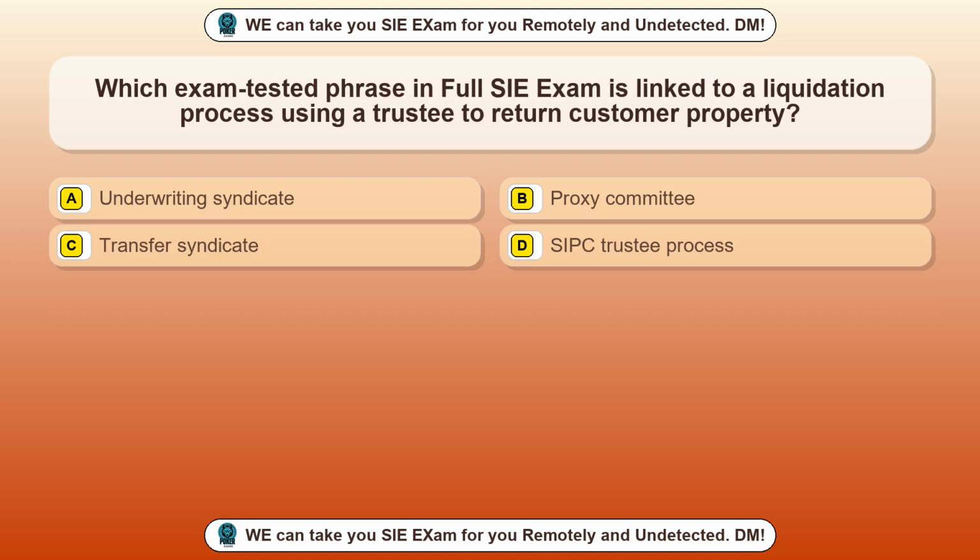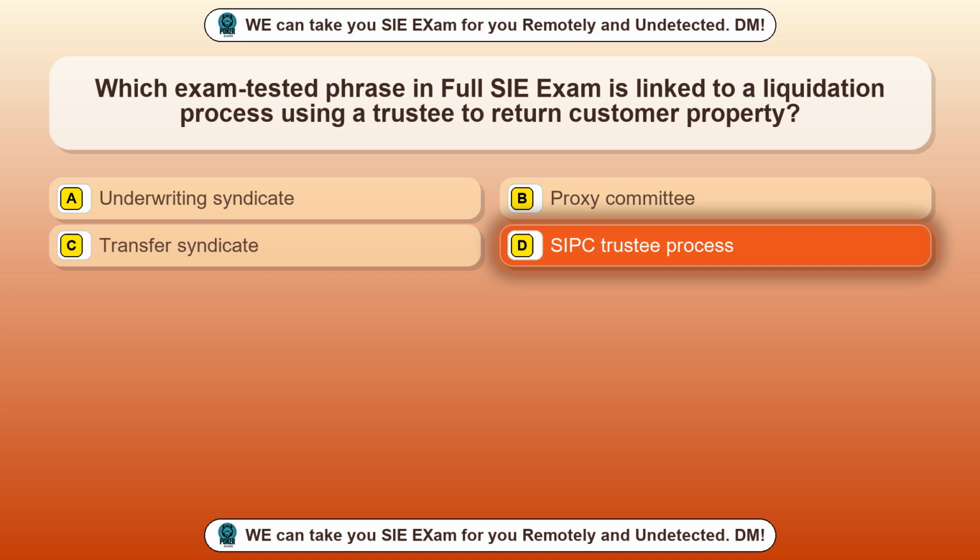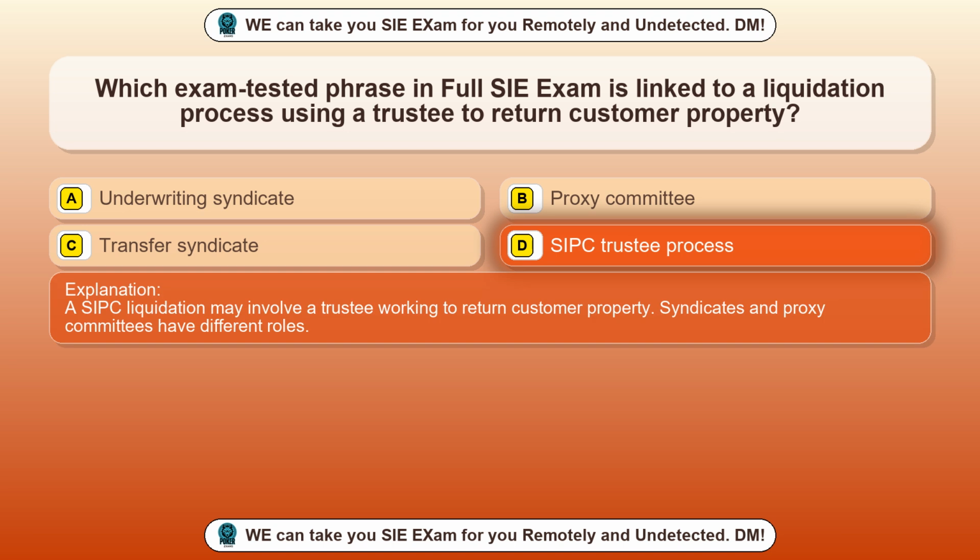Question 27. Which exam-tested phrase in full SIE exam is linked to a liquidation process using a trustee to return customer property? Option A, underwriting syndicate. Option B, proxy committee. Option C, transfer syndicate. Option D, SIPC trustee process. The correct answer is option D, SIPC trustee process. A SIPC liquidation may involve a trustee working to return customer property. Syndicates and proxy committees have different roles.